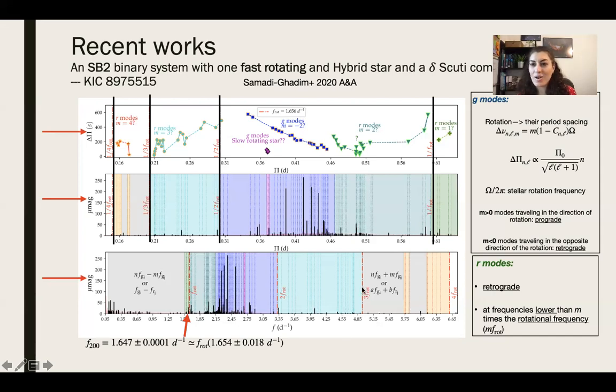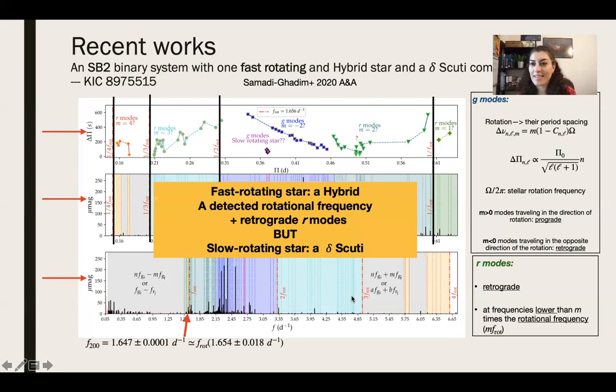So now that I studied both the p modes and all of the frequencies in the Fourier spectrum in the g modes, I could understand that one of the stars is a hybrid, and the other one just has delta scuti pulsations, and I can say which modes are originating from which star. So this was an example of the work I'm doing. Please don't hesitate to send me emails in case you have any questions.